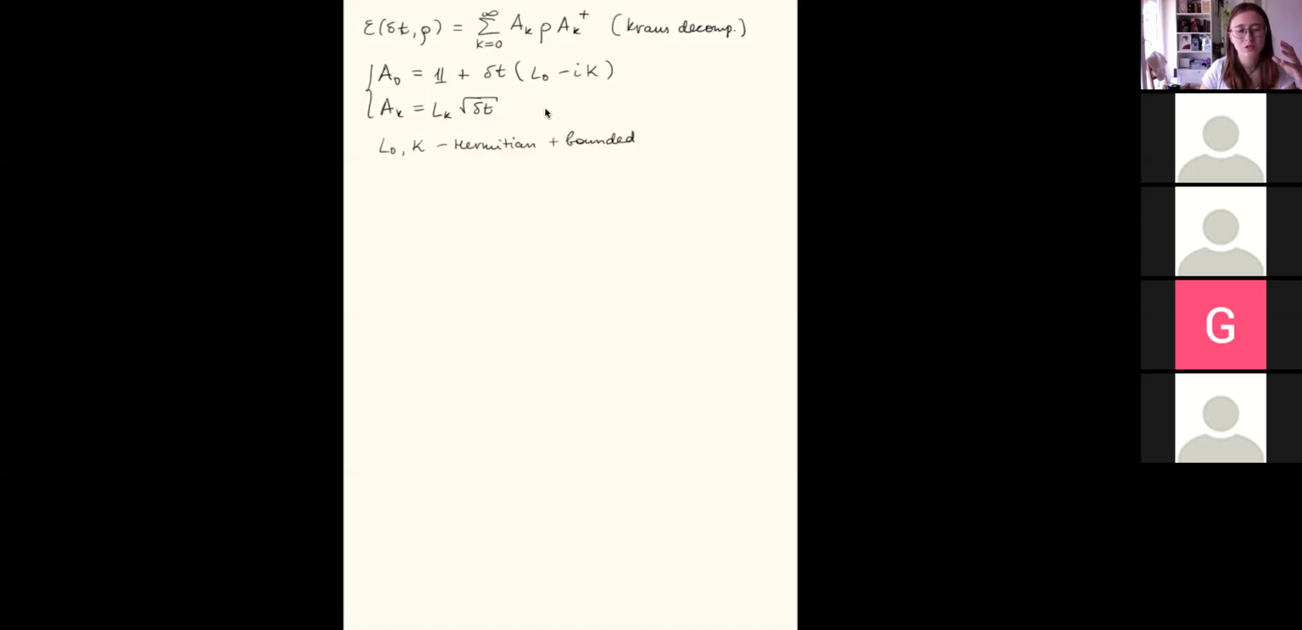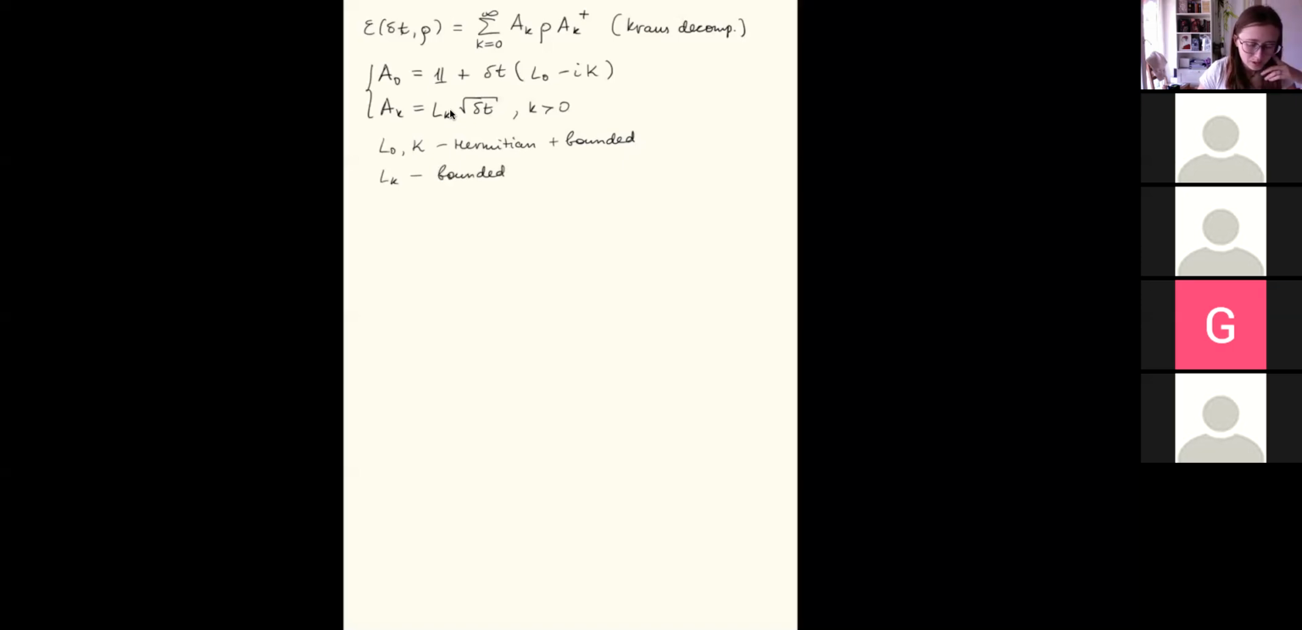We just adjust and choose these operators, which, as you probably see from the name, will become the Lindbladian operators. And K we will come to later. We just adjust them such that A0 would be equal to this, and the A_k are just scaled with respect to the L_k. So K is just bounded.